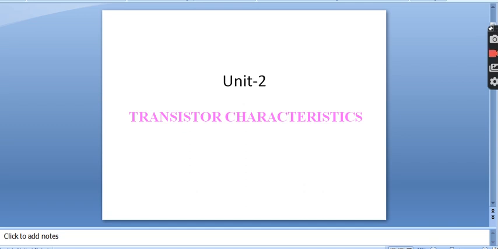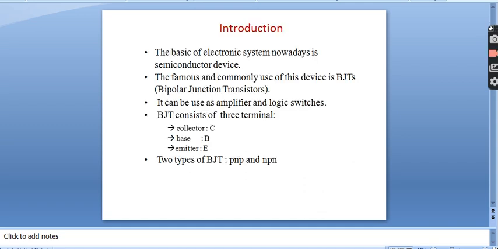So in this transistor characteristics unit, what are we going to learn? What is a transistor, how many types of transistors are there, how do they work, where are we using these transistors, and what are their characteristics? How to connect them, how many types of transistors there are, and what is meant by a transistor. All these are discussed in this second chapter. So we'll go to the introduction.